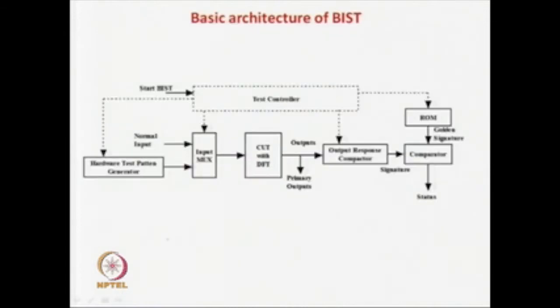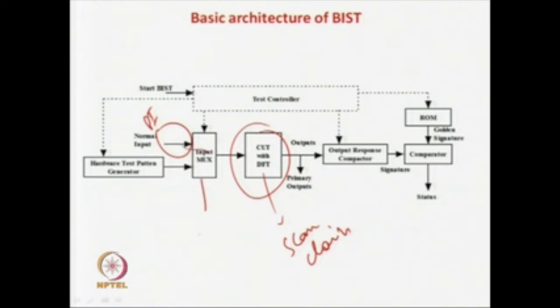Now we will come to the basic architecture of BIST and how it works. This is your circuit with DFT; this DFT can be a scan chain, etc. Some normal inputs, the primary inputs of your circuit, will go via the mux. In normal mode, this pin is selected, that is mode equal to 0. That will go to this operation and you will get the primary output.